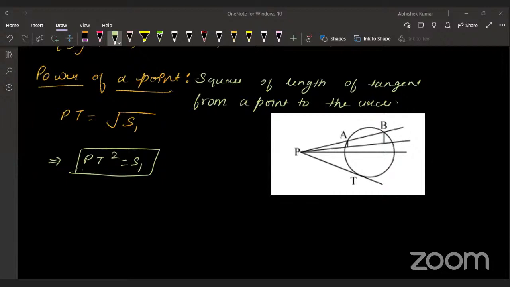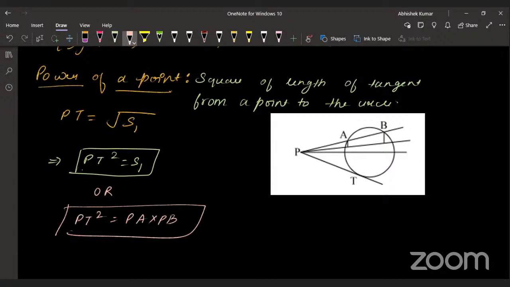There is one more we have. Again, I'm not going into the derivation, but I'm telling you that this PT square is also equal to PA into PB, the length of PA into PB. That also gives us the power of a point. All right, these two results we have.